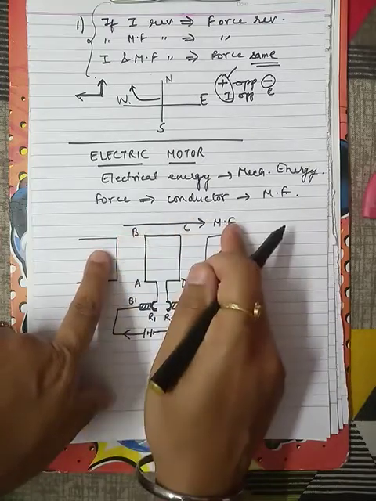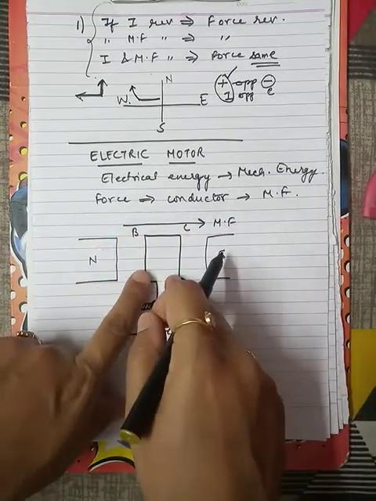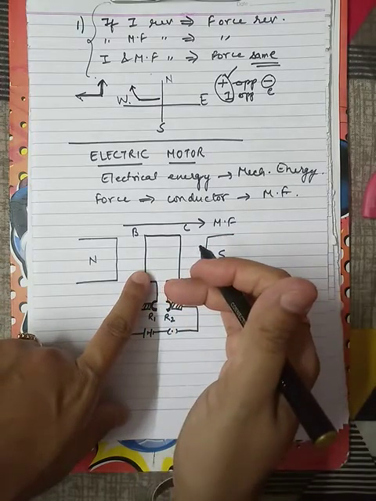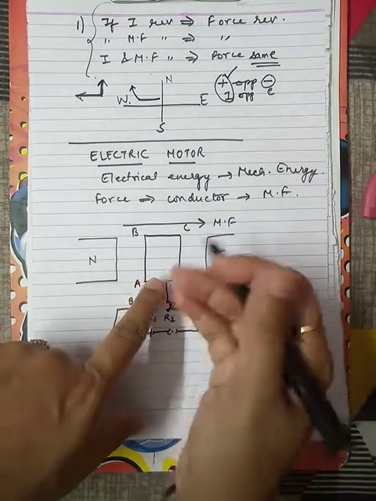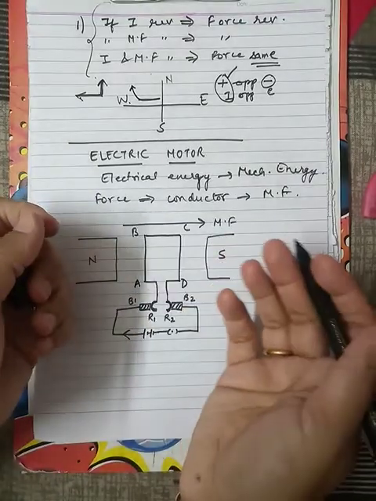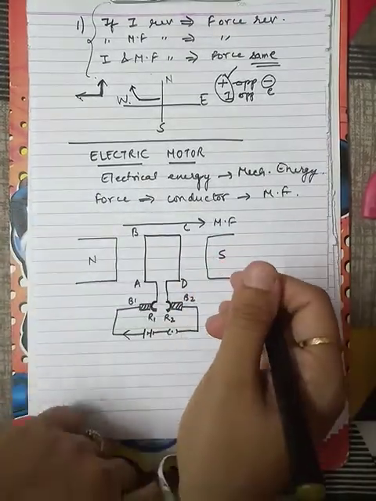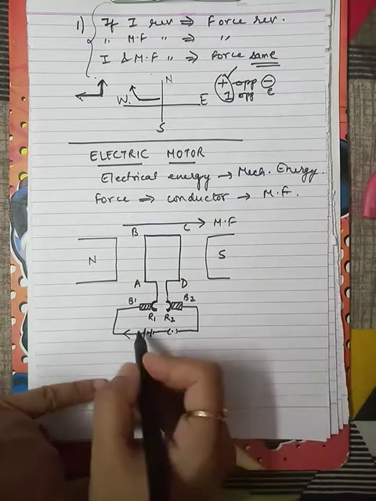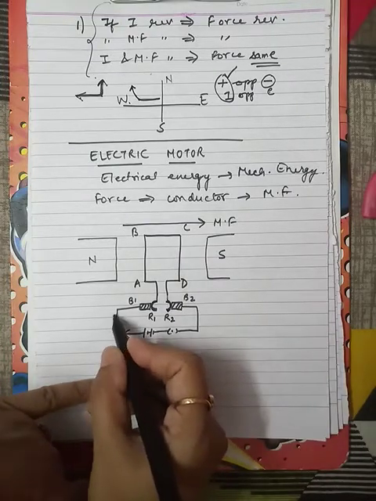If there is a magnetic field and a current carrying conductor, then a force will be applied, like in that activity we have studied. And in which direction will the force be applied? That is given by Fleming's left hand rule. Now, the current direction, first of all we will understand. The current direction is like this.